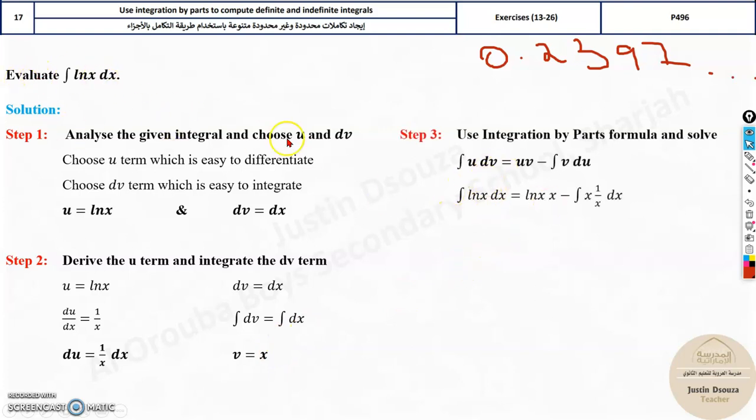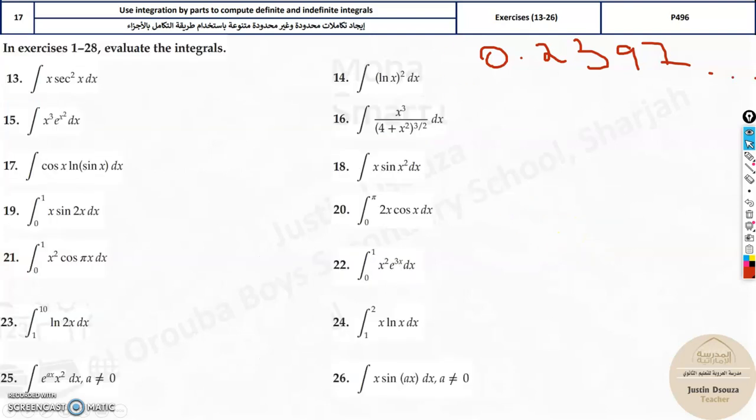That is integral of ln x dx equals u is natural logarithm x, v is x, minus integral v is again x, du is 1 by x dx. Now simplify this, you will get the answer. Over here, integral of 1 is x, plus c. That's it. If you're getting confused, do the formula, do the shortcut method and check your answers.